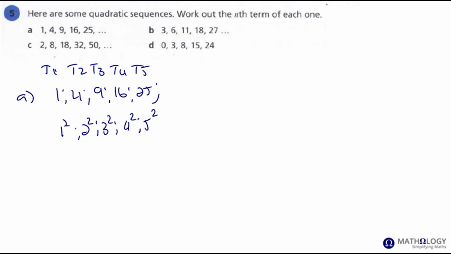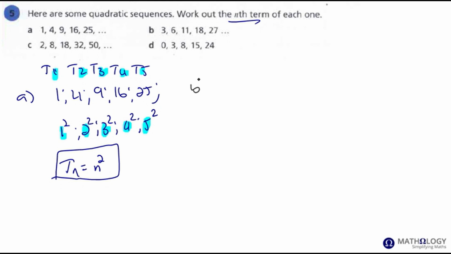So if we look at term 1, term 2, term 3, term 4, term 5, we've got 1 squared, 2 squared, 3 squared, 4 squared, 5 squared. So as we continue the sequence, we're going to get up to the nth term. So the nth term, term n, will be n squared, because the sequence starts 1 squared, 2 squared, 3 squared, 4 squared, 5 squared, in line with term 1, term 2, term 3, term 4, term 5. So the nth term for this sequence is Tn equals n squared.